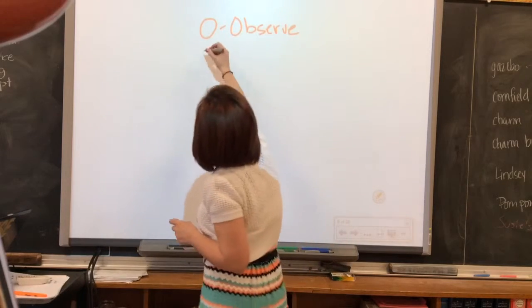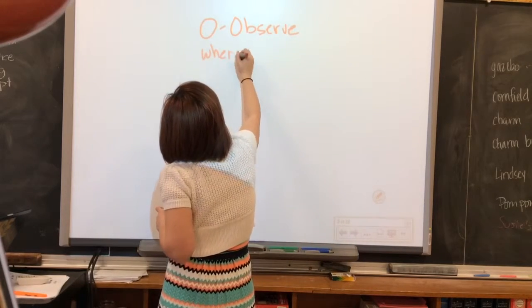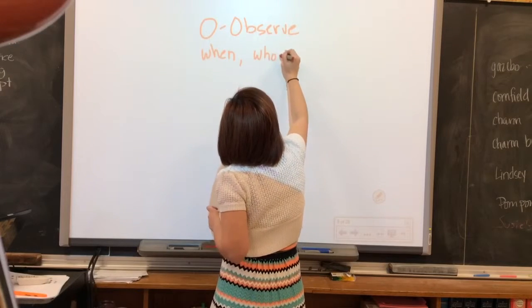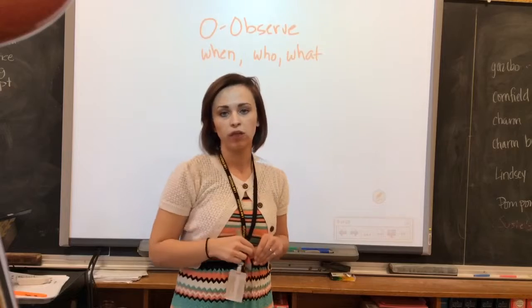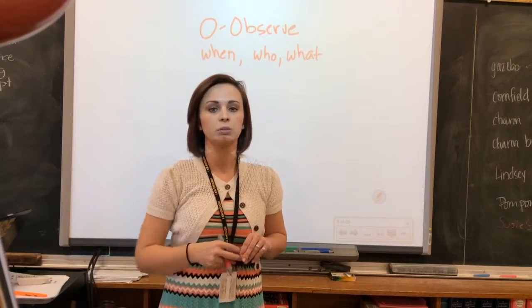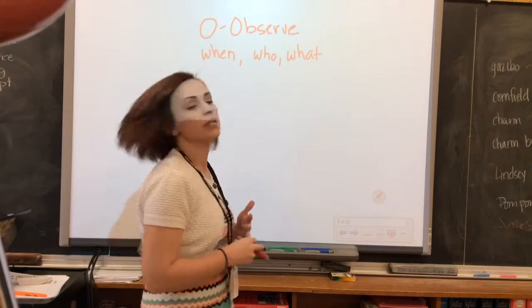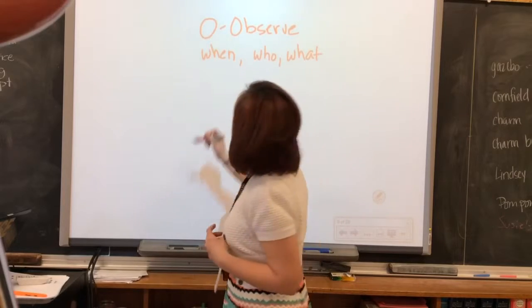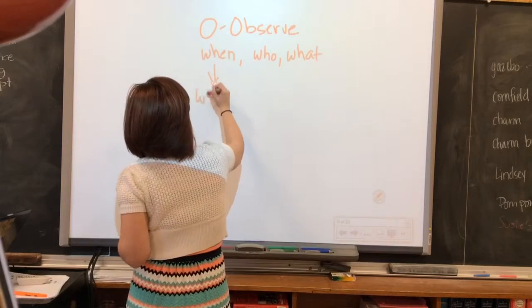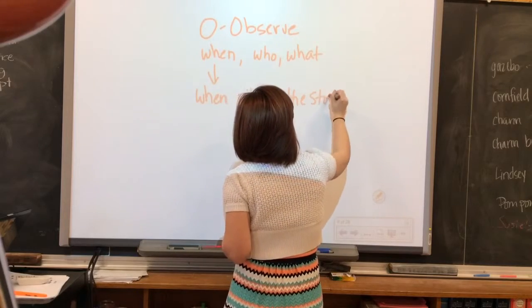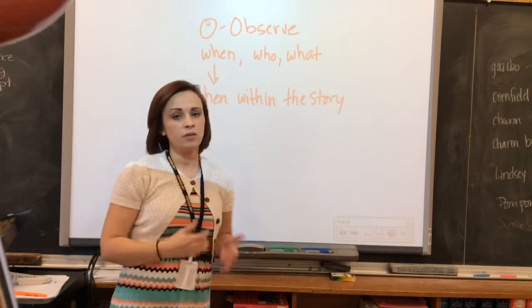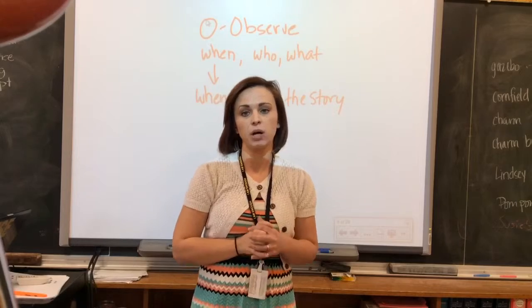We want the when, we want the who, and we want the what. These are the most important things that you're going to be revealing in your observed sentence. So first, let's start with the when. When simply means when within the story is this piece of textual evidence occurring?